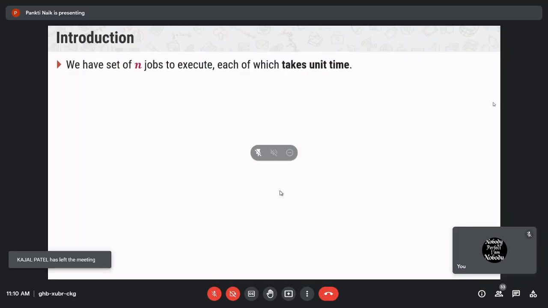At time T1, only one job is executing. At time T2, only one job is to be executed. Likewise, the profits Pi are given, and these profits are gained by the corresponding jobs. It means if you complete the first job, then you will get the profit P1.